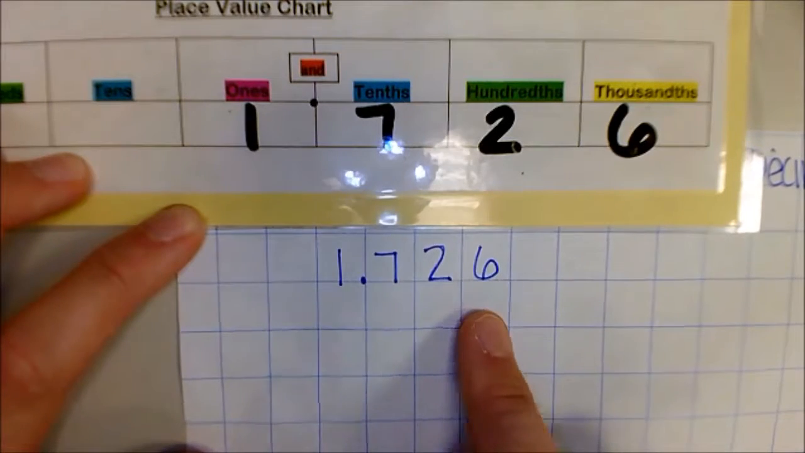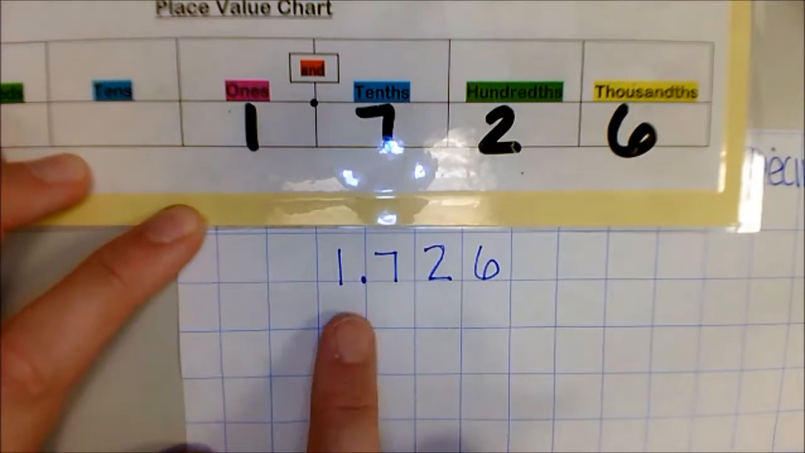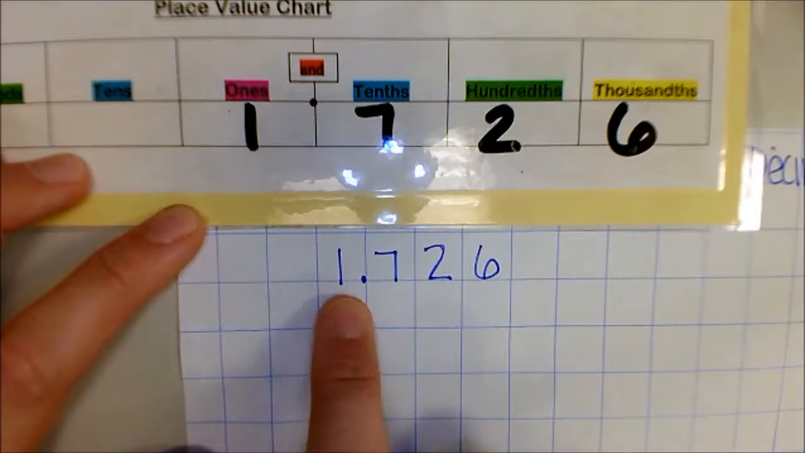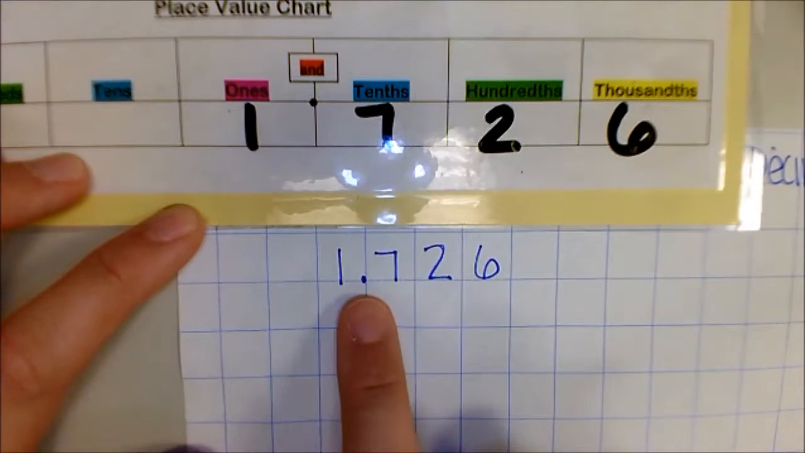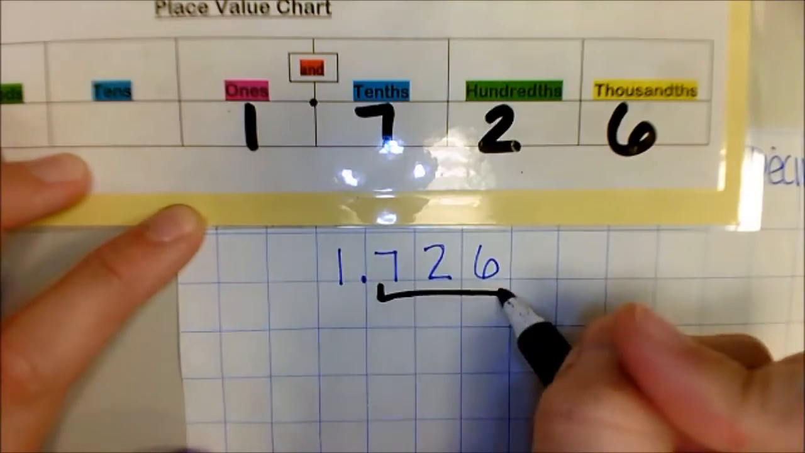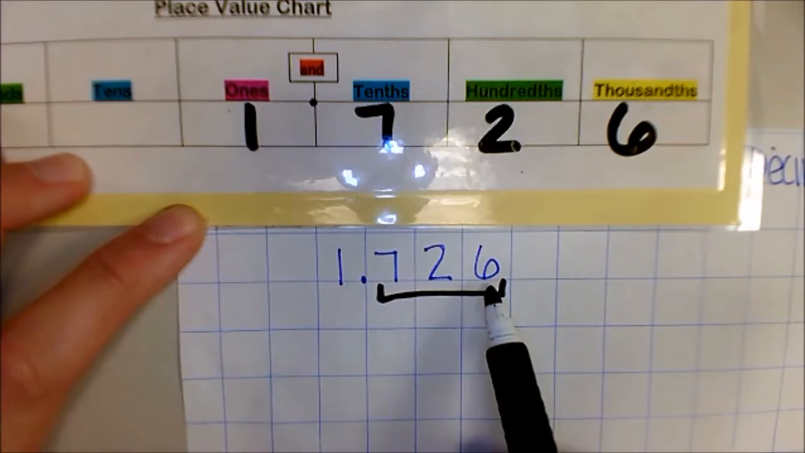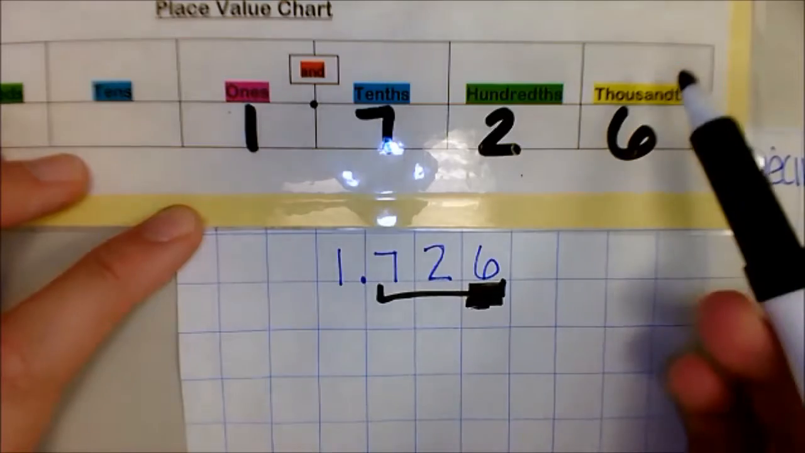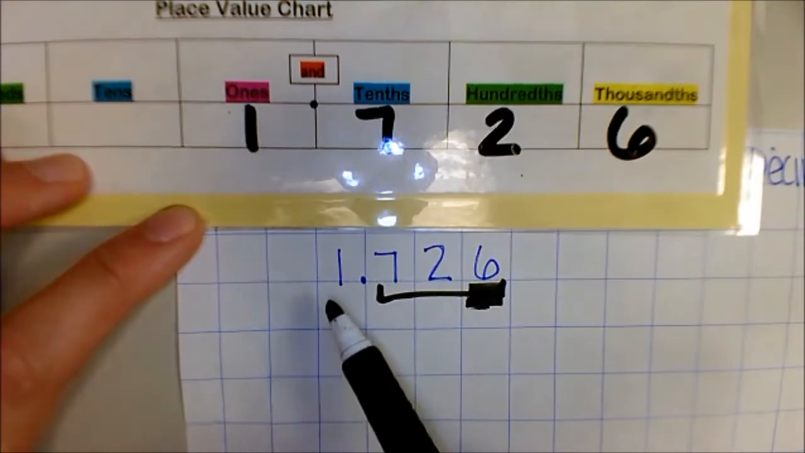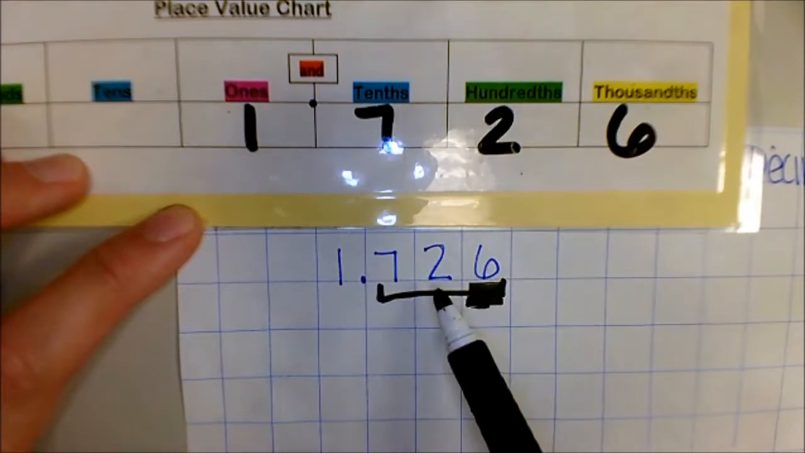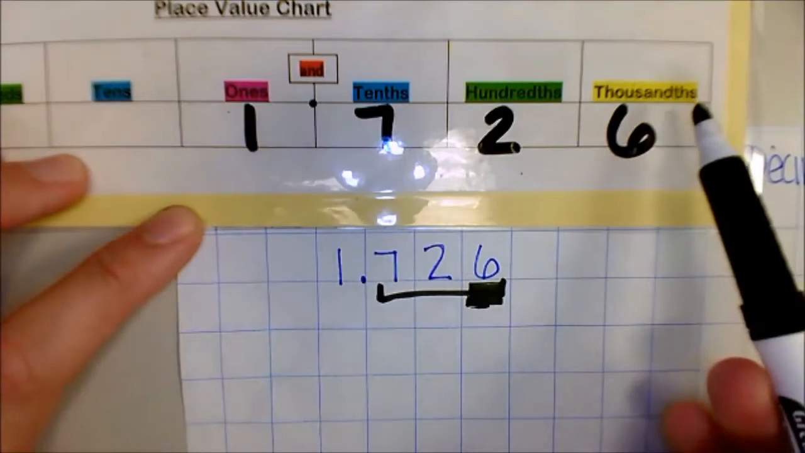So how I read this decimal is I read it like a normal number in front of the decimal point. I say 1, the decimal point, the word for that is and, and then this part right here I read like a normal number, 726, and then I give whatever place value this last number is in, and that'd be the thousandths. So this number is 1 and 726 thousandths.